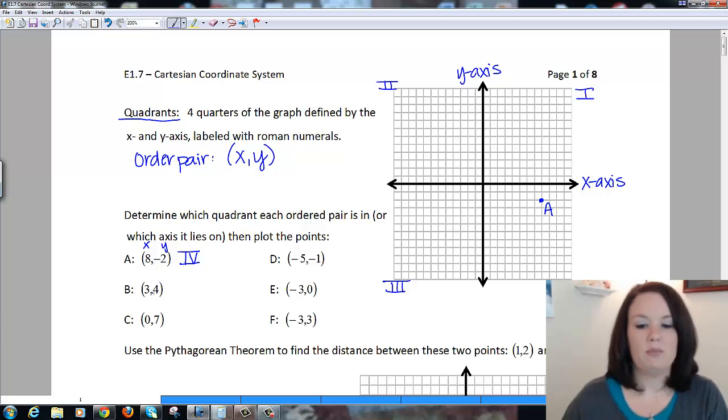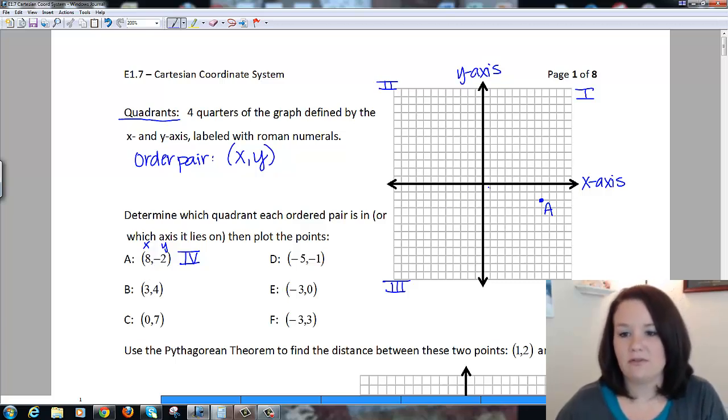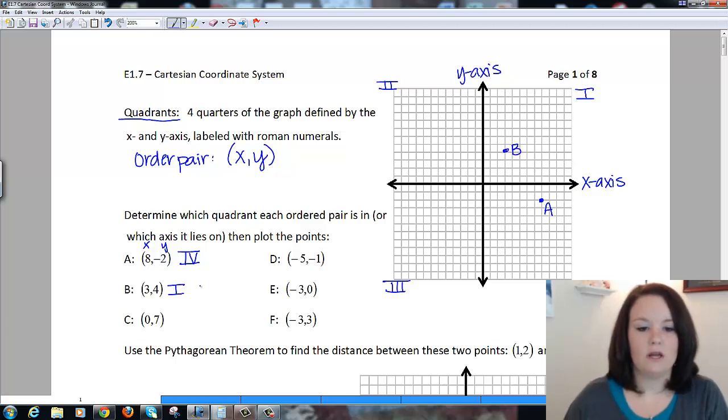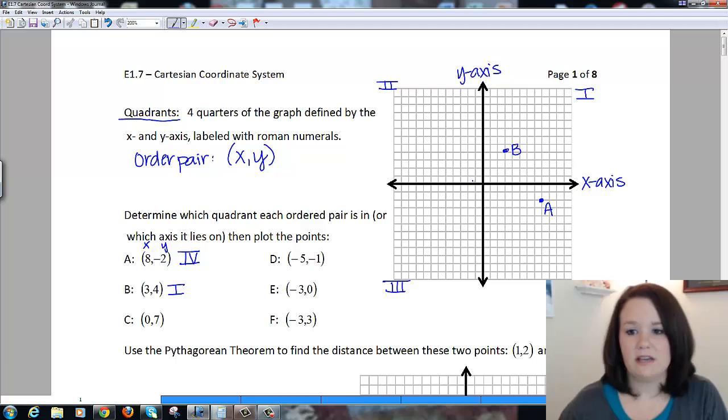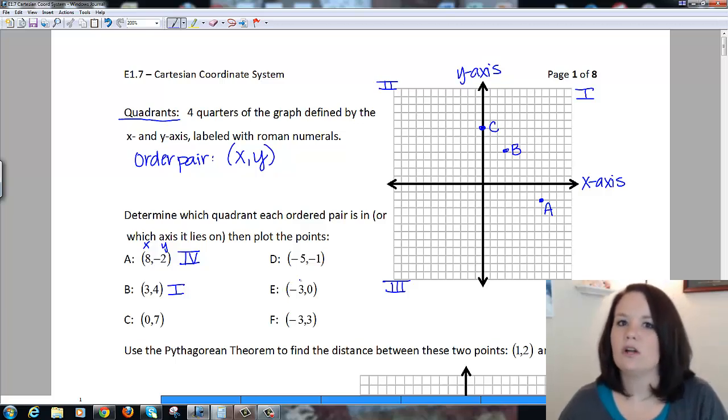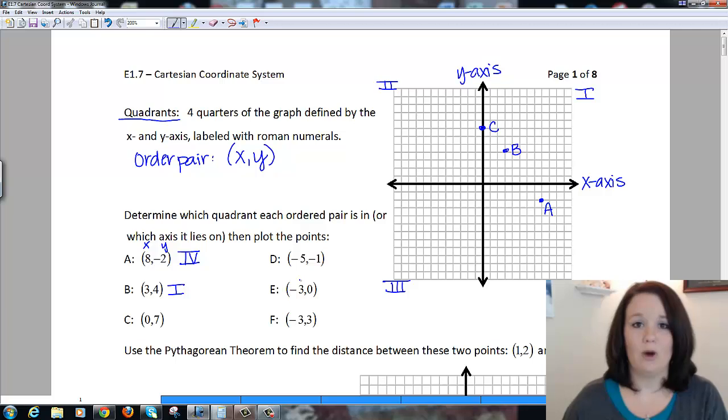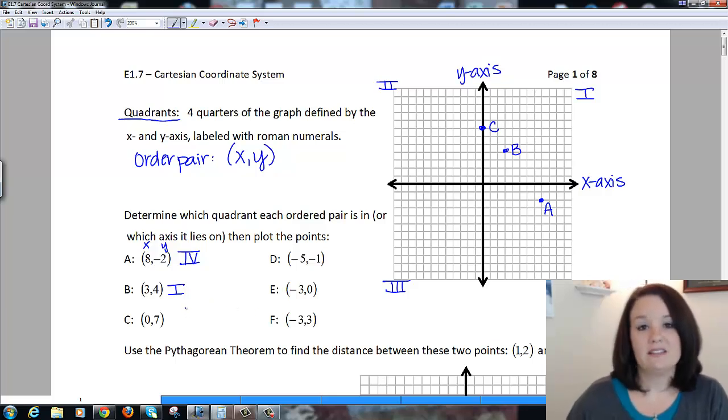Okay, B is 3, 4, so my x is +3, so I'm going to the right 3, and then my y is 4, so from there I'm going up 4. So this is B. It lands in quadrant 1. C is 0, 7, so my x, I'm not going left or right because my x value is 0. My y is 7, so I go up 7. So here's my C point, and notice it's not in quadrant 1 or 2. It lands right on the y-axis. Okay, so if it lands on an axis, we just label this as on the y-axis.